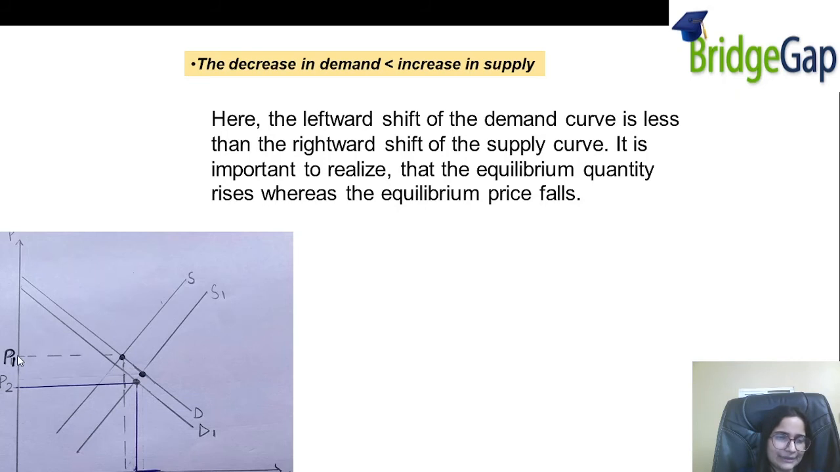You can see that the prices have declined, the new equilibrium price has declined and the new equilibrium quantity increases. So the leftward shift of the demand curve is less than the rightward shift of the supply curve. It is important to realize that the equilibrium quantity rises whereas the equilibrium price will fall.